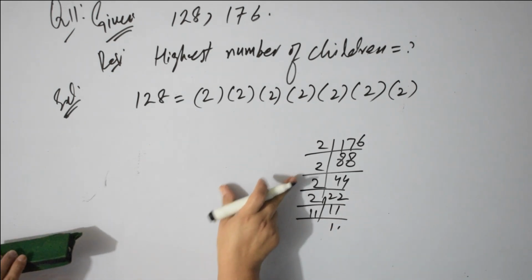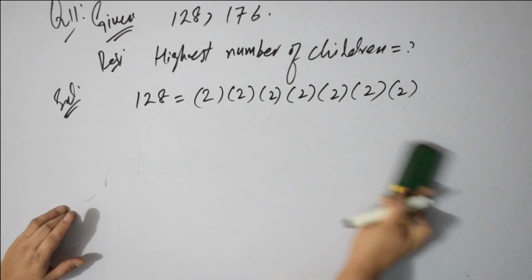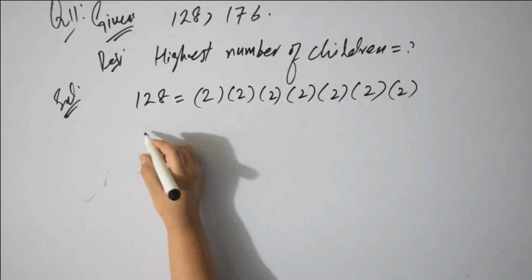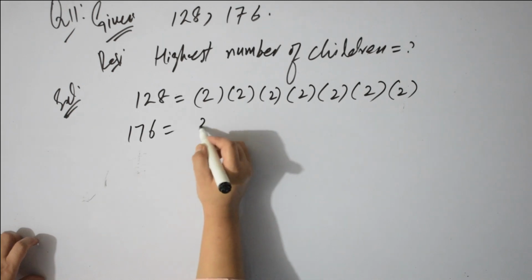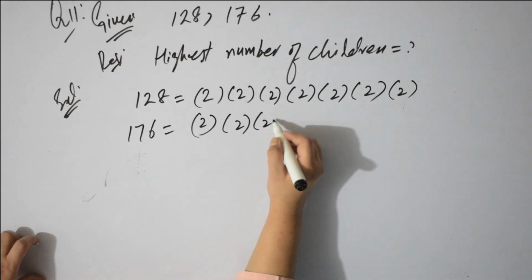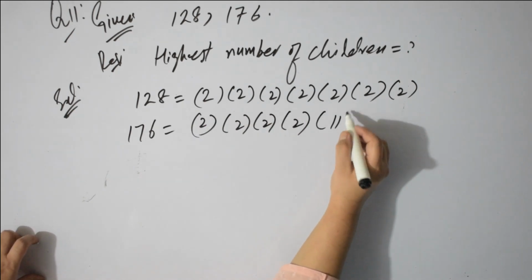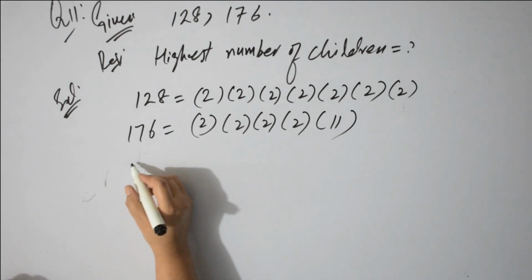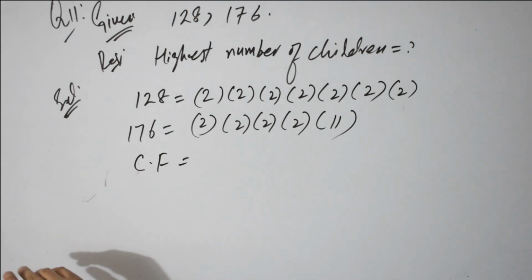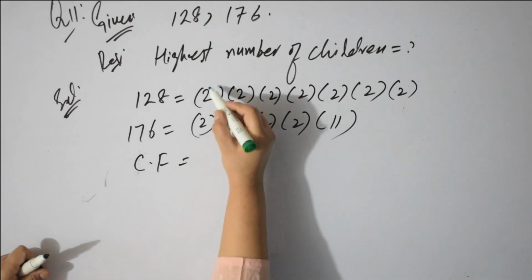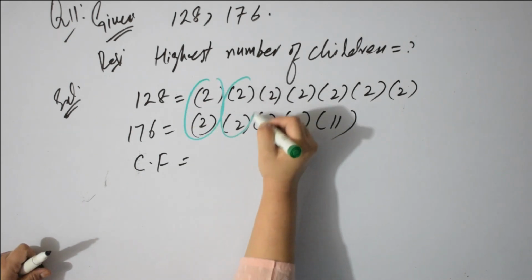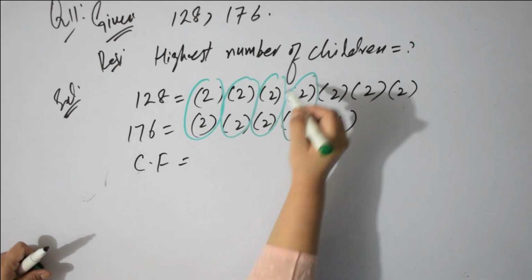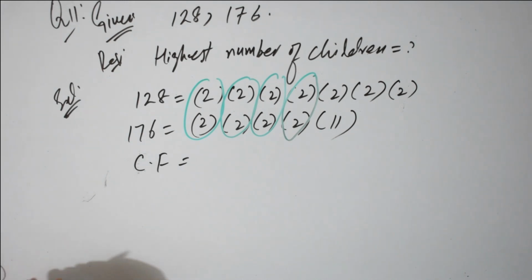Two times 4 times 2 and then 11. 1, 2, 3, 4 times 2 and 11. So what is the common factor? The common factors are 1, 2, 3, 4. These 4 numbers are common.